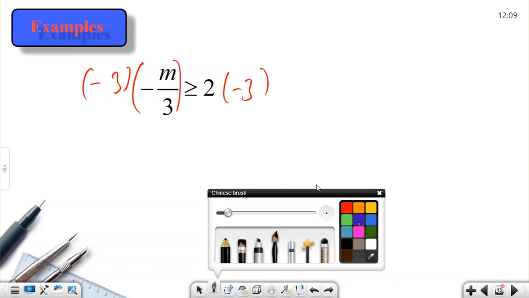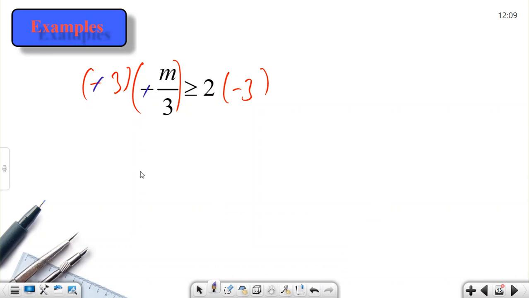Let's change the color to make it clear. Negative multiplied by negative will be positive. 3 divided by 3 is 1, and 1 times m is positive m. Be careful, we multiply both sides by a negative number, so the inequality sign will change. It was greater than or equal, now it's less than or equal. 2 times negative 3 is negative 6. m is less than or equal to negative 6.